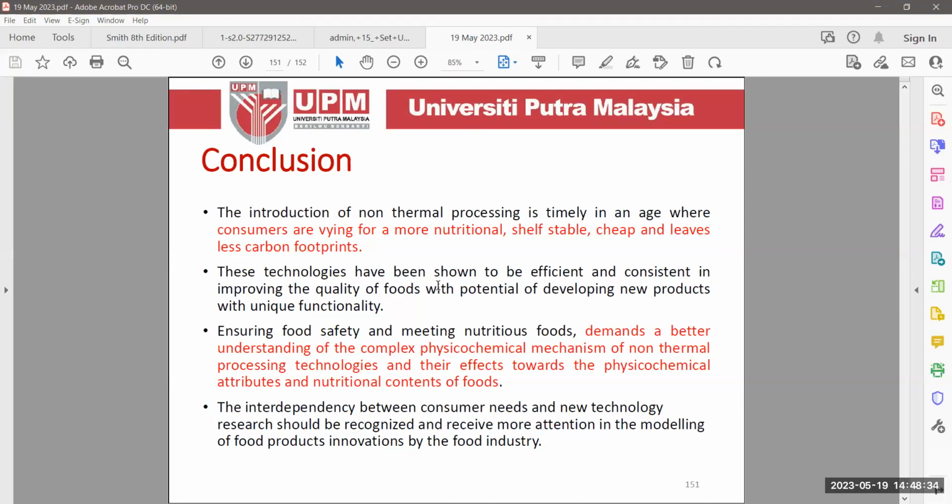And ensuring food safety and meeting nutritious food demands a better understanding of the complex physicochemical mechanism of non-thermal processing technology and their effects towards the physicochemical attributes and nutritional content of food. And the interdependency between the consumer needs and the new technology should be recognized and receive more attention in the modeling of food product innovation by the food industry.